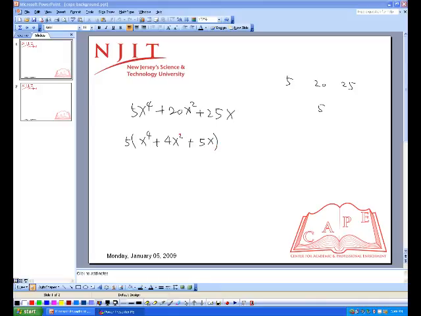Now, what's the lowest degree term here? Is it x to the fourth, x squared, or just x? Well, it's just x. So if you factor out x, you have 5x times (x cubed plus 4x plus 5). You take one x out of every single term, and that's how you factor the polynomial. So this is it.